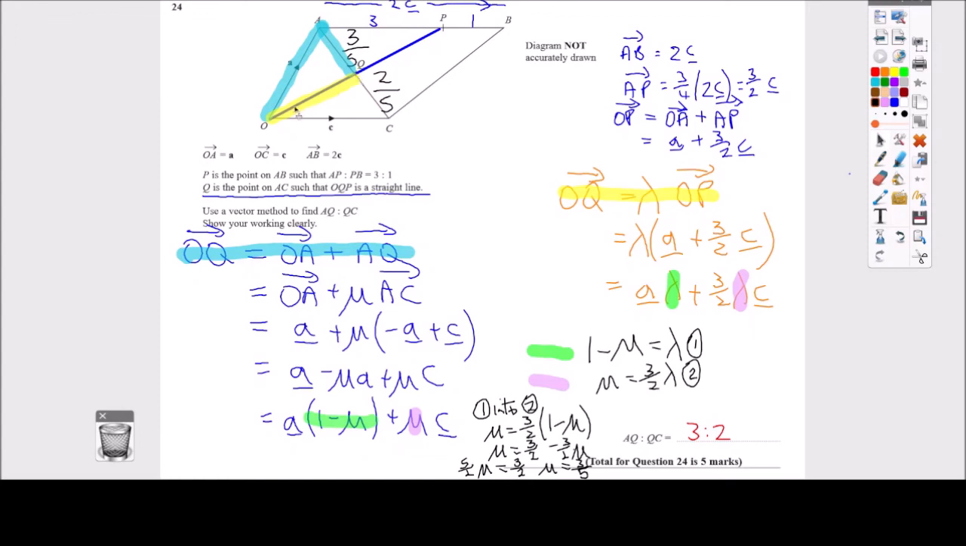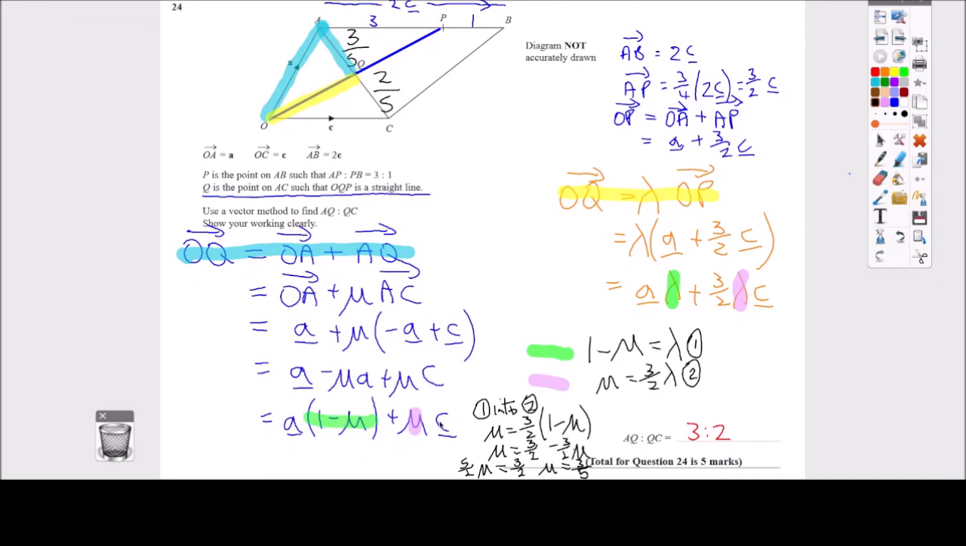So I'm going to start off going from O to Q via A. I'm going to go from O to Q by going O to A and then A to Q, which I've just done down here in light blue. Now, O to A is obviously A. Now, A to Q is an unknown fraction of A to C, with A to C being minus A plus C. This unknown fraction I'm going to call mu. So it's mu lots of A to C, which is mu lots of minus A plus C. Multiplying out this bracket, we get A minus mu A plus mu C. And then go and factorize.